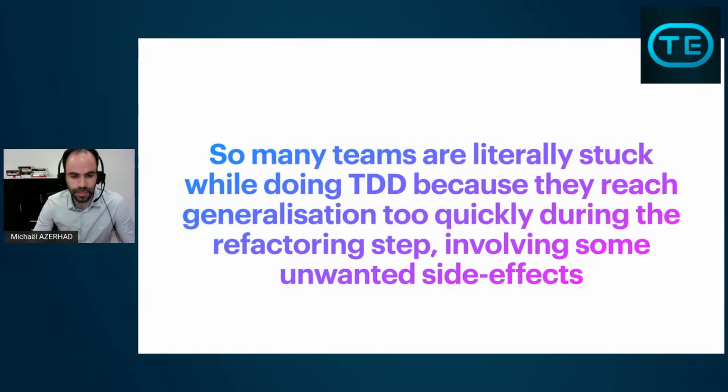I saw many teams that are literally stuck while doing TDD because they reach generalization too quickly. What does it mean? It means that I strictly don't like the way TDD was taught, because it is about red, green, refactor. Red, the minimum of tests that allows you to fail. Green, the minimum of code you are allowed to write to pass the failing test. And refactor as long as you want.